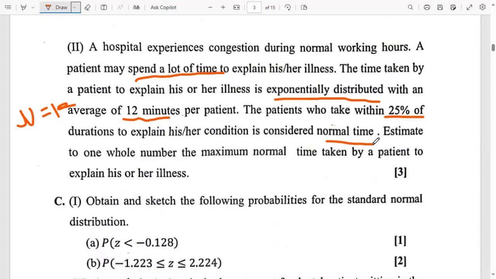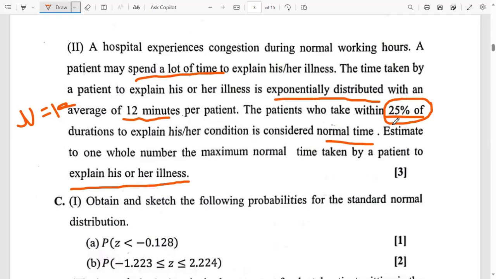they're saying now, the patient who takes within 25% duration to explain his or her condition is considered normal. And then the question comes: estimate, to one whole number, the maximum normal time taken by a patient to explain his illness. So this percent that we've been given here is the probability. The probability that a patient will explain his illness within a normal time is 25%. That's what they mean.